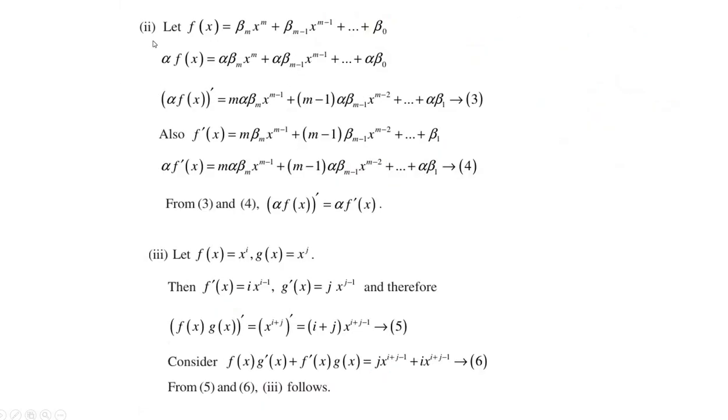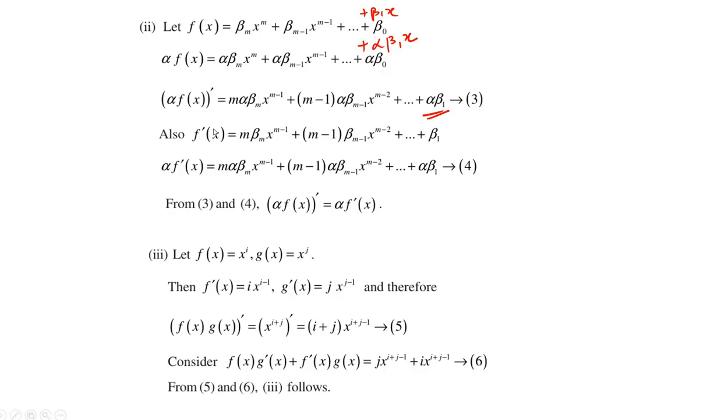Next we have, if we consider f of x to be this, alpha times of that will be this. When you find the derivative of this, you have m alpha beta m x power m minus 1 plus, and so on, m minus 1 alpha beta m minus 1 x power m minus 2, and so on, plus the previous one. It is beta 1x, and here it is alpha times beta 1x. So you are just left with this. So naming that as 3.